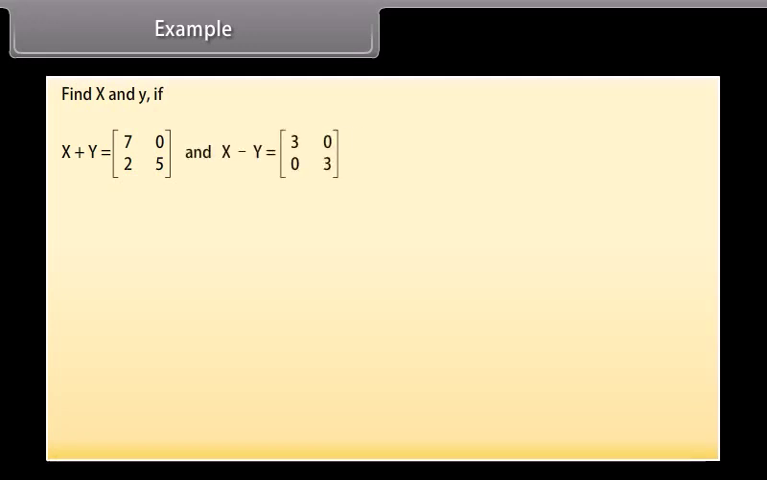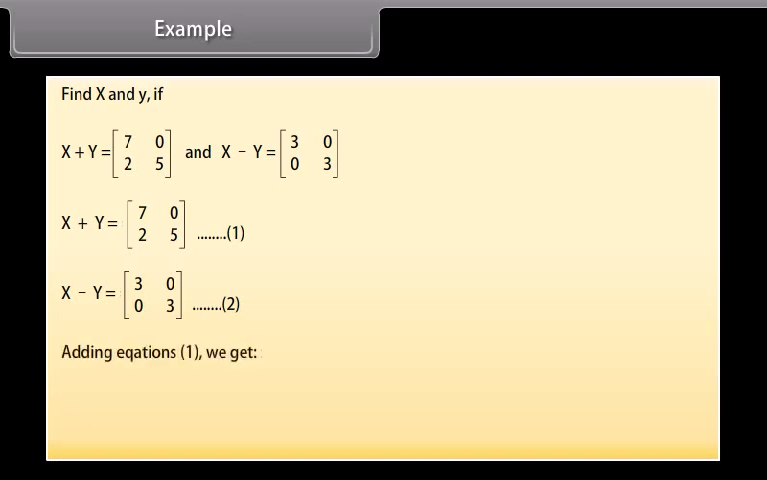Example. Find X and Y if X plus Y is equal to the matrix row-wise, first row 7, 0, second row 2, 5, and X minus Y is equal to the matrix row-wise, first row 3, 0, second row 0, 3. Solution. Given X plus Y and X minus Y, mark them as 1 and 2.